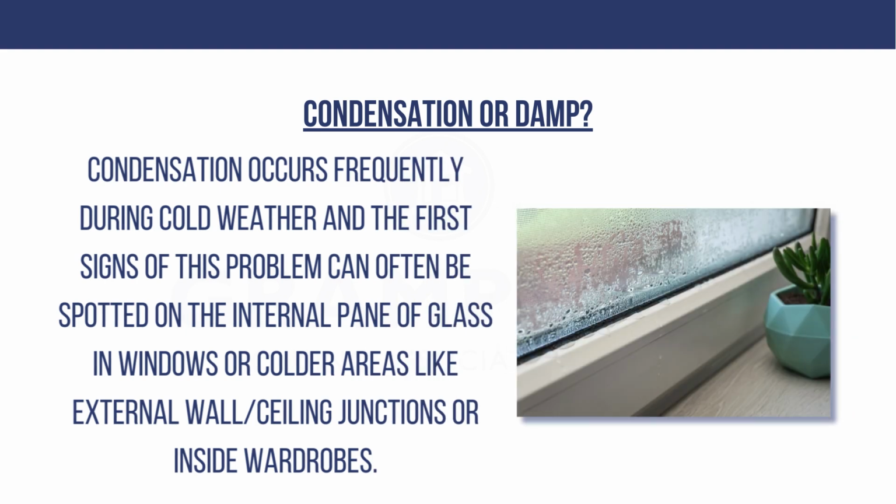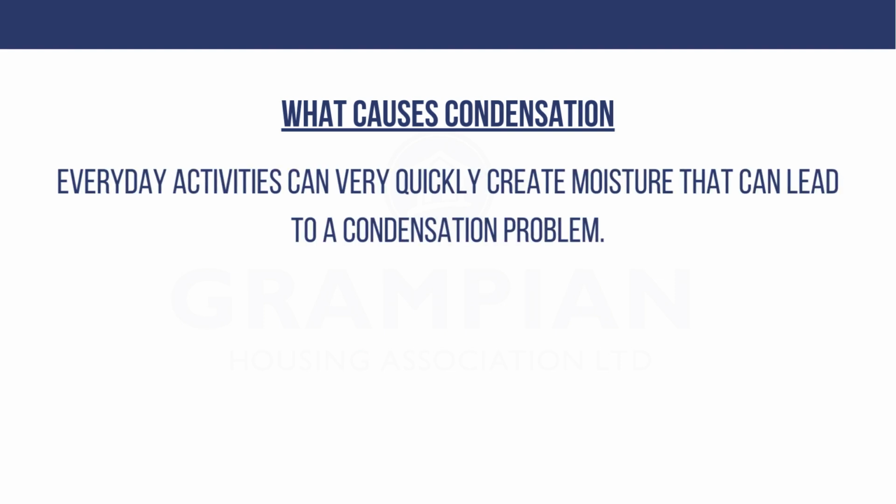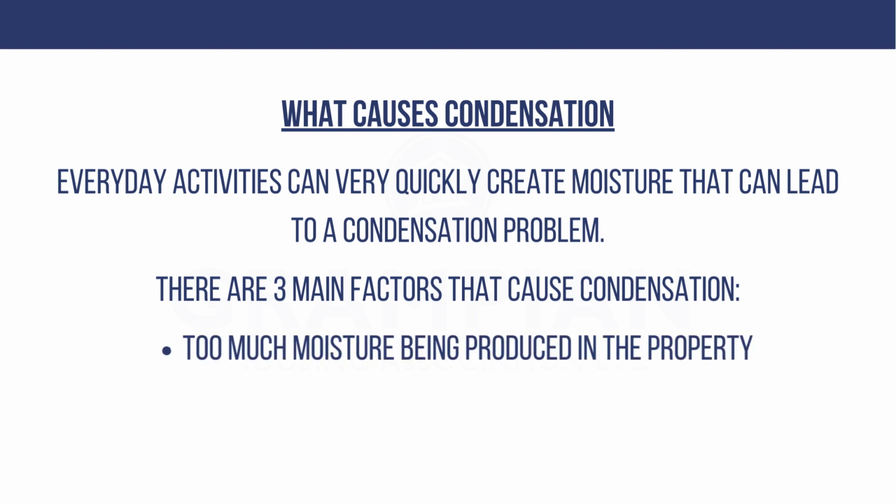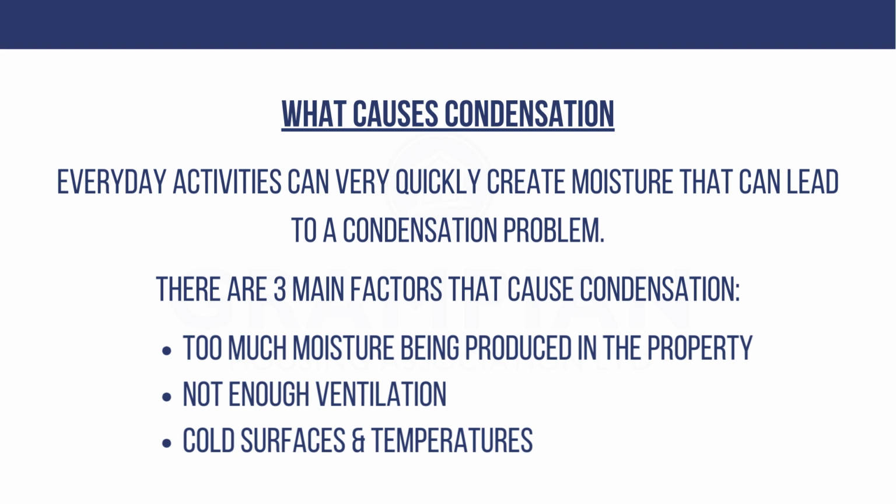Condensation occurs frequently during cold weather, and the first signs of this problem can often be spotted on the internal pane of glass in windows or colder areas like external wall, ceiling junctions, or inside wardrobes. Everyday activities can very quickly create moisture that can lead to a condensation problem. There are three main factors that cause condensation: too much moisture being produced in the property, not enough ventilation, cold surfaces and temperatures.